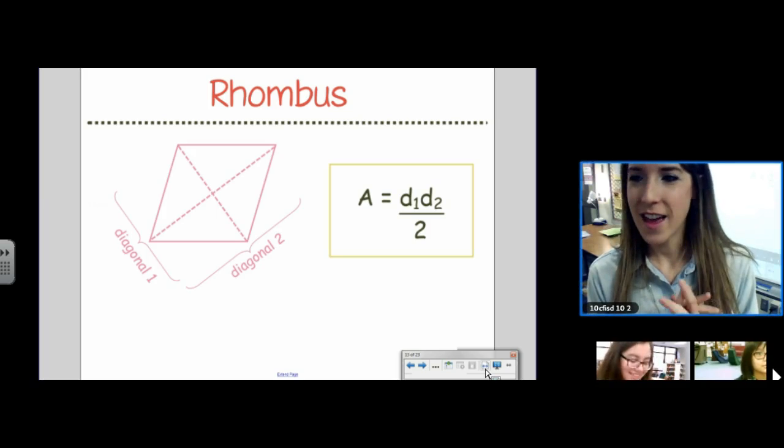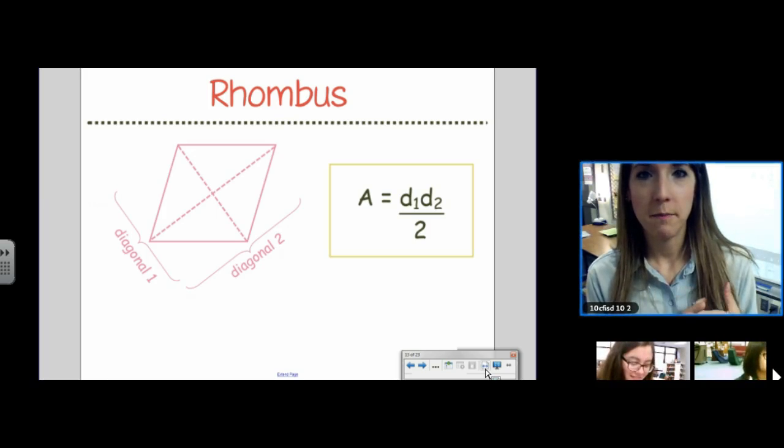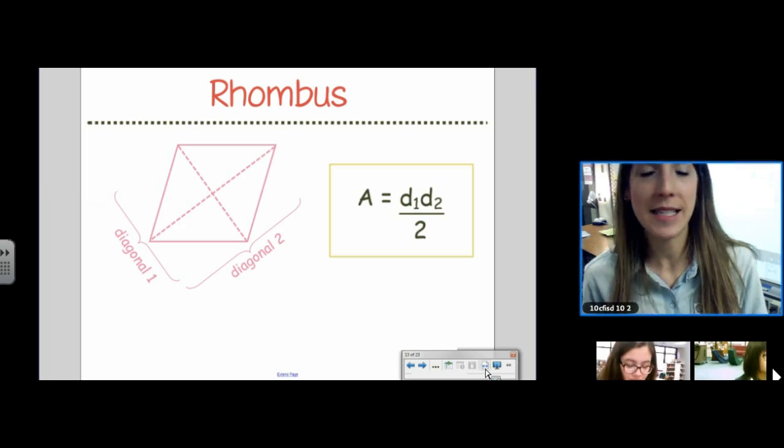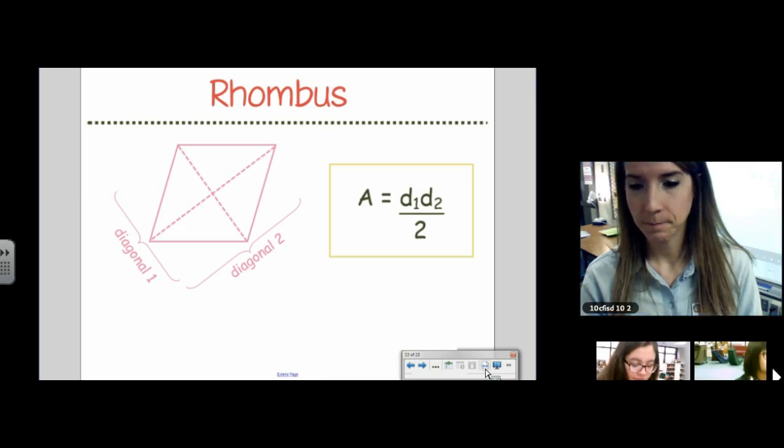It works a lot like the area of a triangle. Base times height divided by 2. Diagonal 1 times diagonal 2 divided by 2. It looks the exact same except the variables are called different things.